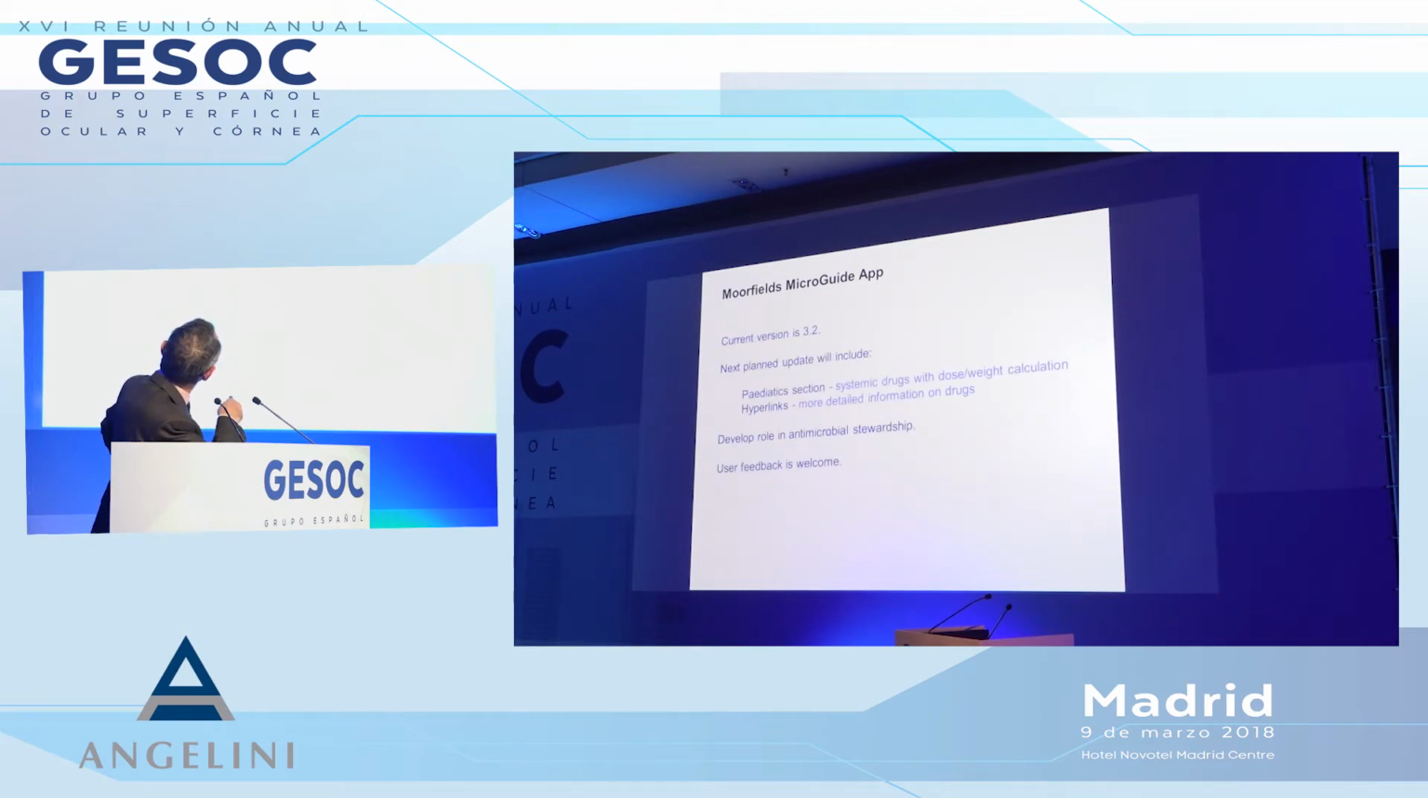So the current version is 3.2. That's the version that I demonstrated to you. Our next update, 3.3, will include a pediatric section, where the ophthalmologist can put in the weight of the child, and it will automatically, quickly do a very simple calculation to give, for example, the dose of systemic antibacterial for orbital cellulitis, or a systemic treatment with systemic antibacterial treatment. So that's a very simple, more interactive thing.